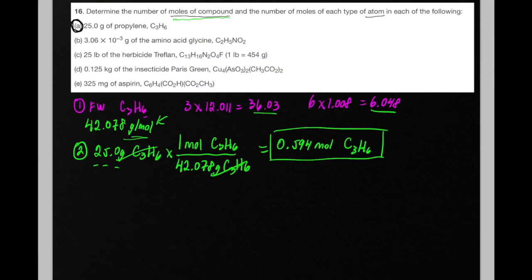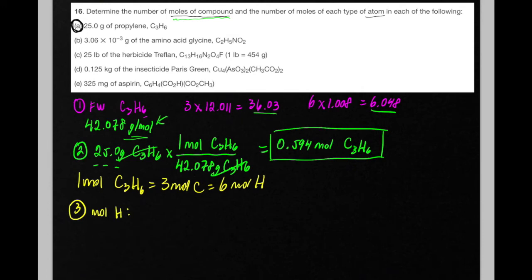Now, from the subscripts of this chemical, we know that 1 mole of the substance contains 3 moles of carbon, or also it contains 6 moles of hydrogen. So we can find the moles of hydrogen by creating our own conversion factor. 1 mole is equal to 6 moles. So we begin with the moles of the compound that we just previously calculated.